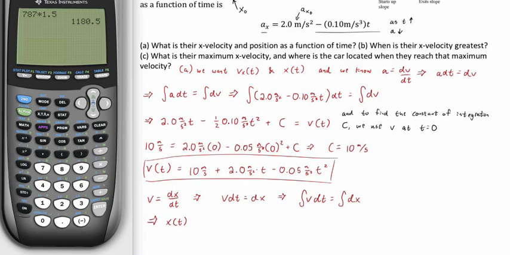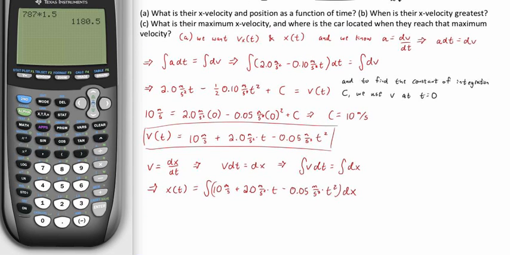that x as a function of t is going to be, okay, so the integral of 10 meters per second plus 2.0 meters per second squared times time minus 0.05 meters per second cubed times time squared, all with respect to dt. Okay, so let's do that next step. Actually follow the rules of antiderivatives for polynomials, and this will be 10 meters per second times t plus 1/2 times 2.0 meters per second squared times t squared minus 1/3 times 0.05 meters per second cubed times t cubed plus a constant of integration.